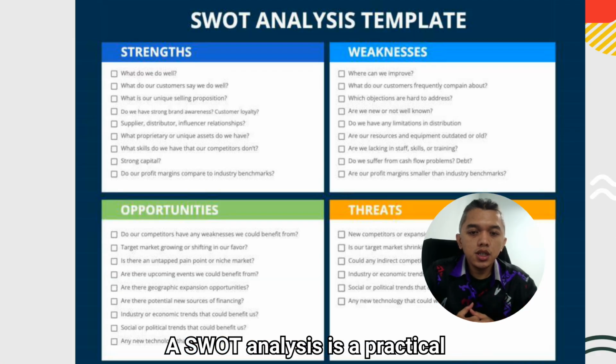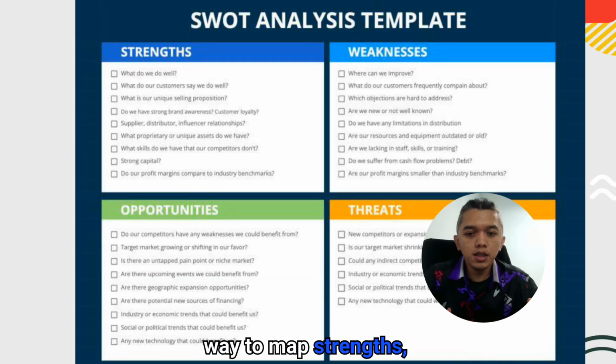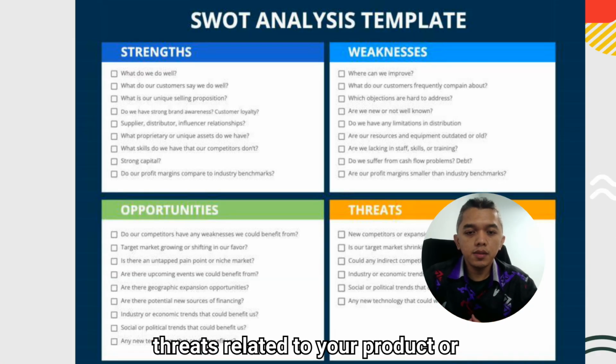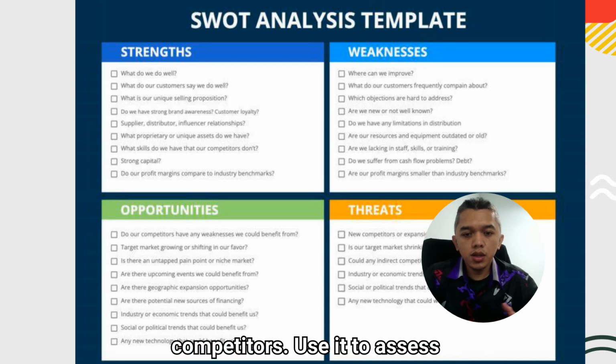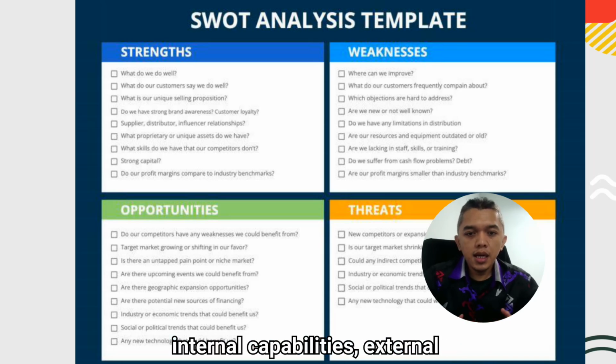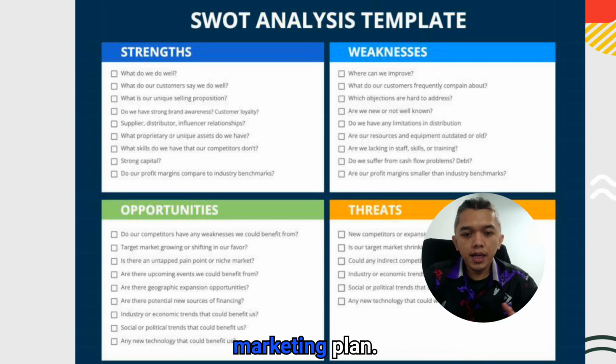A SWOT analysis is a practical way to map strengths, weaknesses, opportunities, and threats related to your product or competitors. Use it to assess internal capabilities, external market shifts, potential risks, and openings you can exploit in your marketing plan.